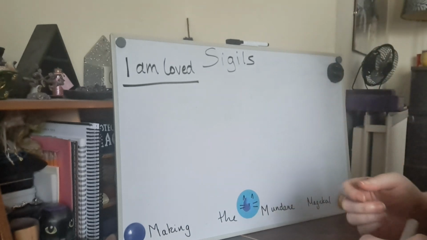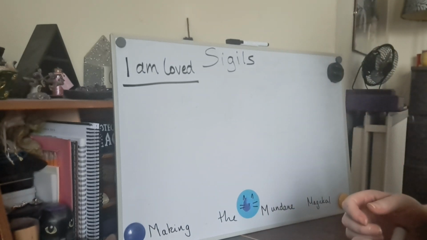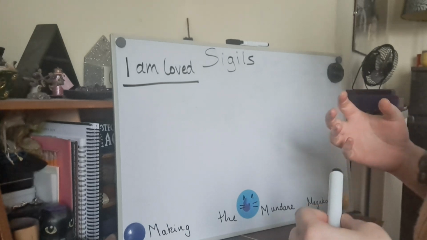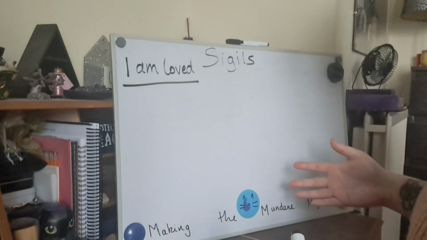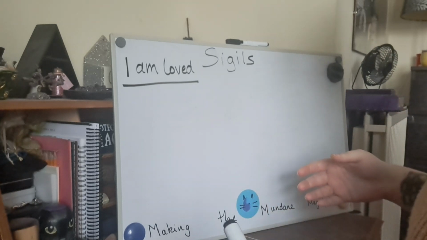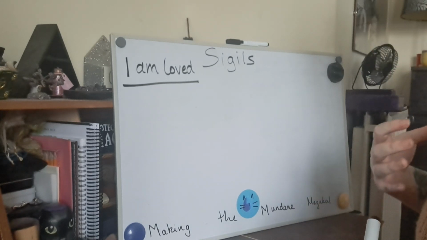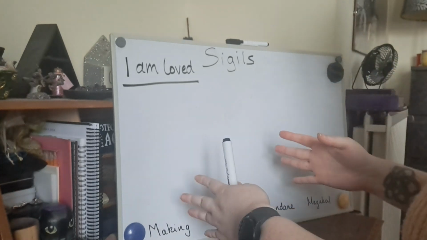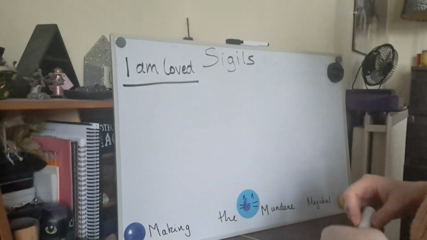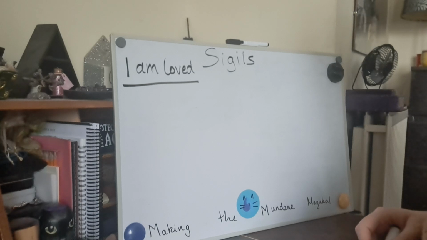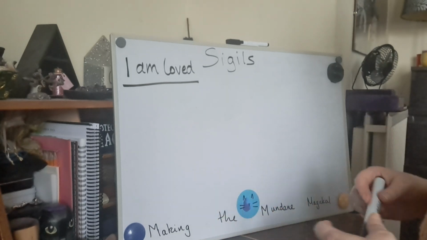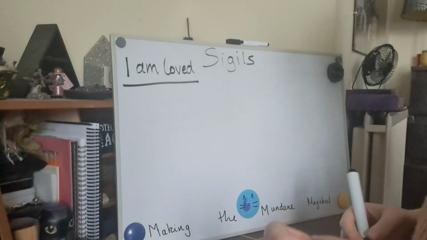But yes, so sigils are like the easiest kind of spell anyone can do. And it doesn't matter what method you use. When I do sigils, they just are. They're there. It's up to you how you want them to look.